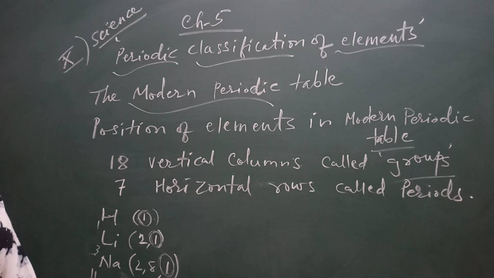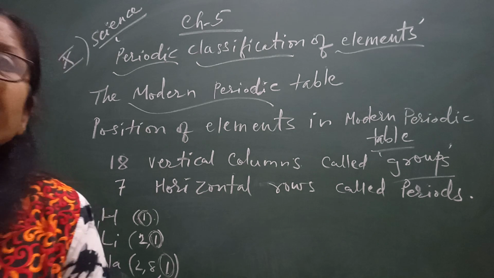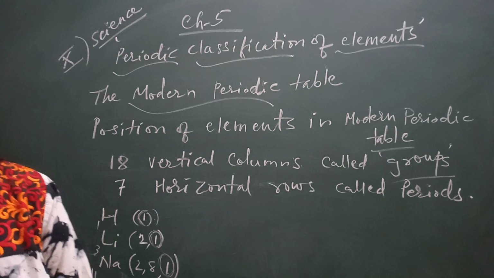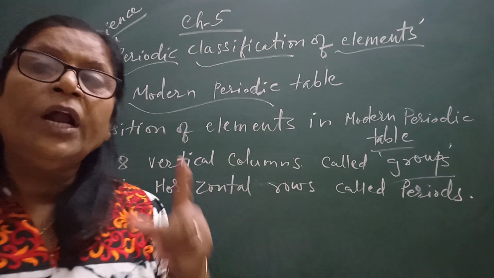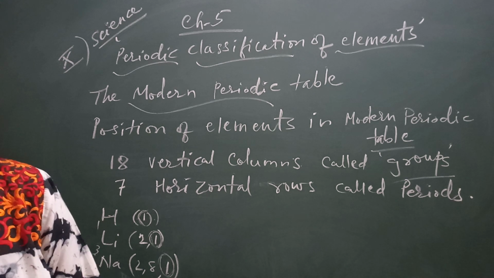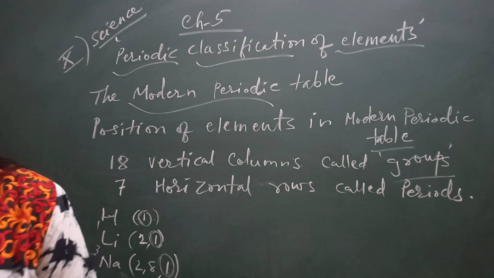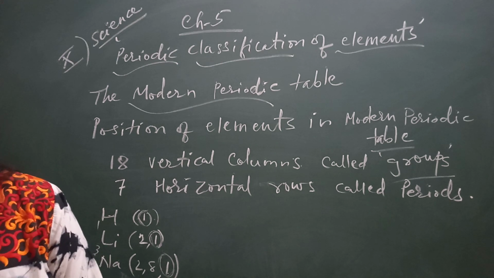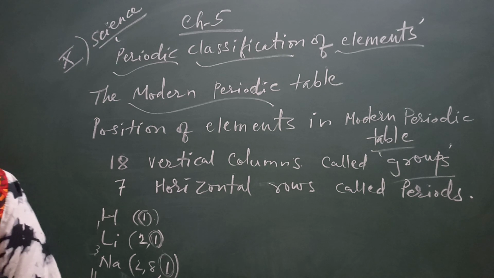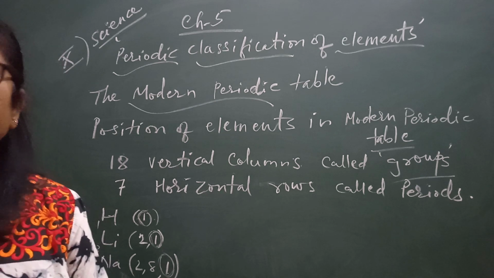For example, fluorine, chlorine, bromine, iodine, group number 17, all these elements contain 7 electrons in their last orbit. So their valency is 1, because they need 1 electron to complete their octet. Hence we can say that groups in the periodic table signify an identical outer shell electronic configuration. On the other hand, the number of shells increases as we go down in the group.